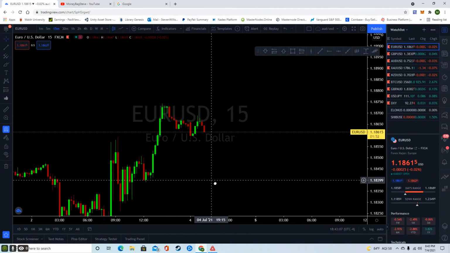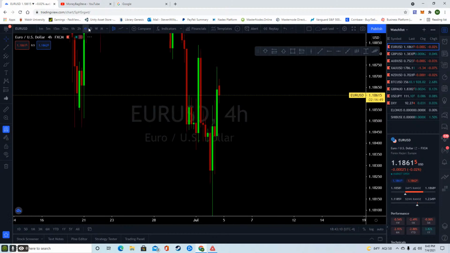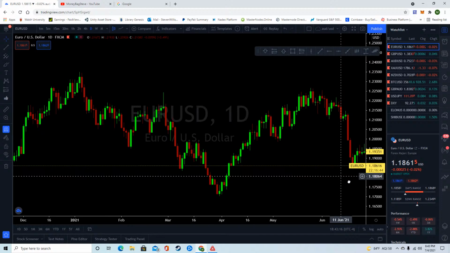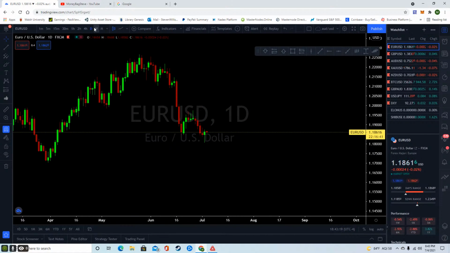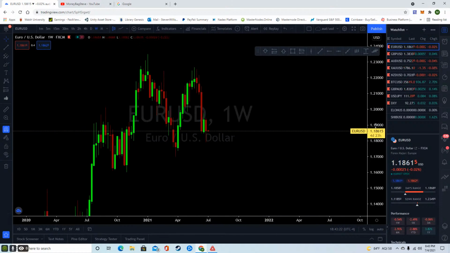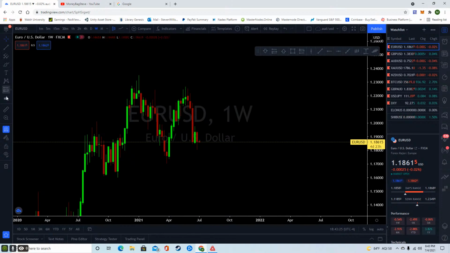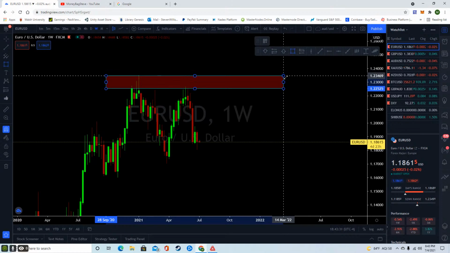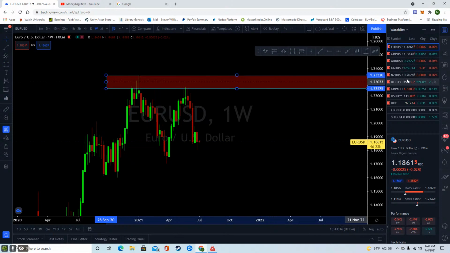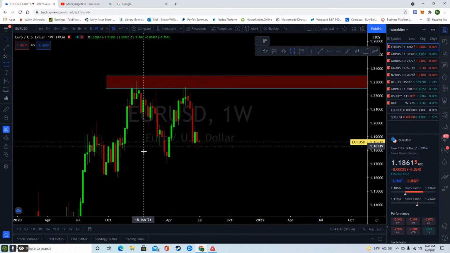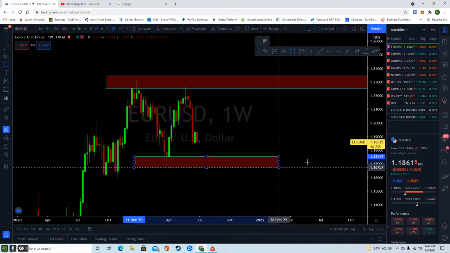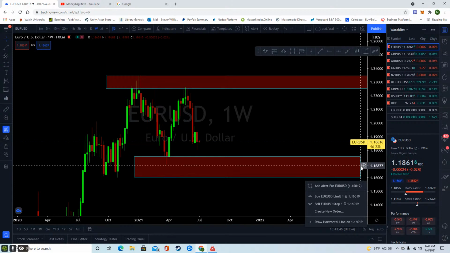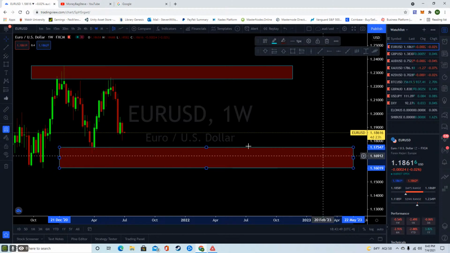Let's check Euro USD right now. Let's go to the daily. Alright. What's the weekly been looking like? Alright, so we have that support and resistance zone right there that we're watching. And then we also got here, right about there, that we're watching at the moment.